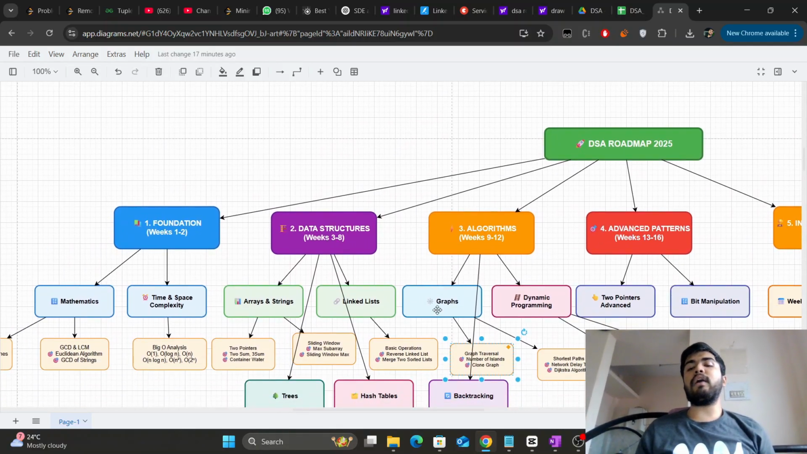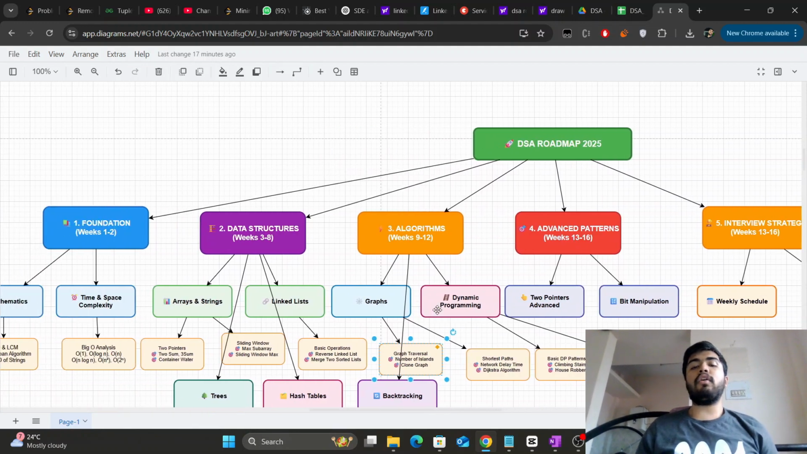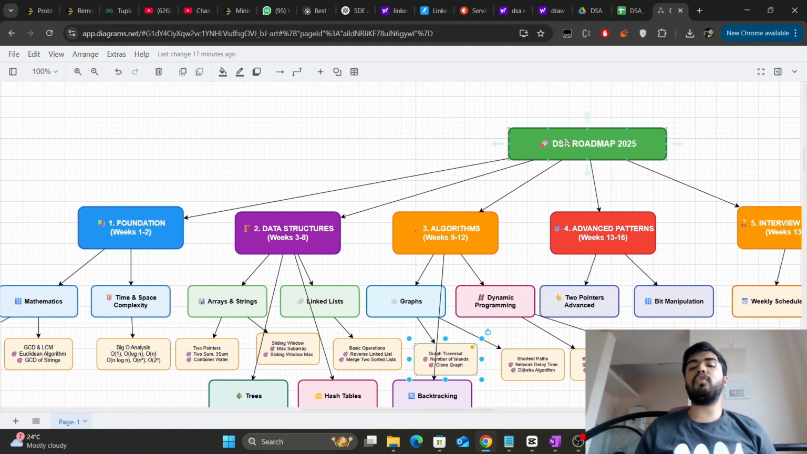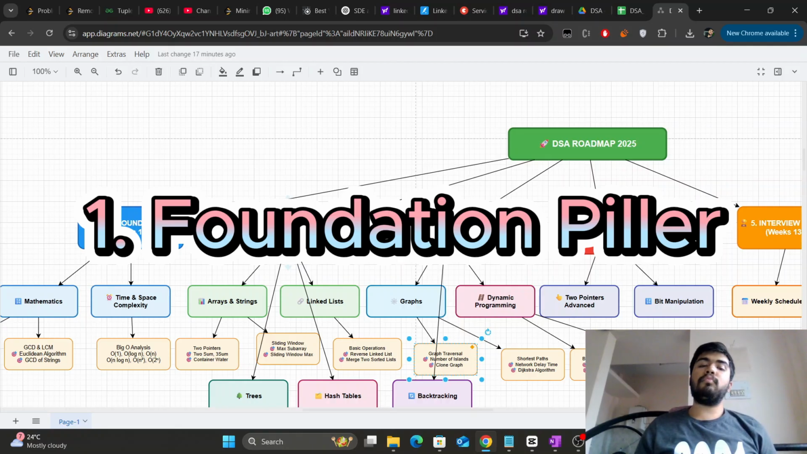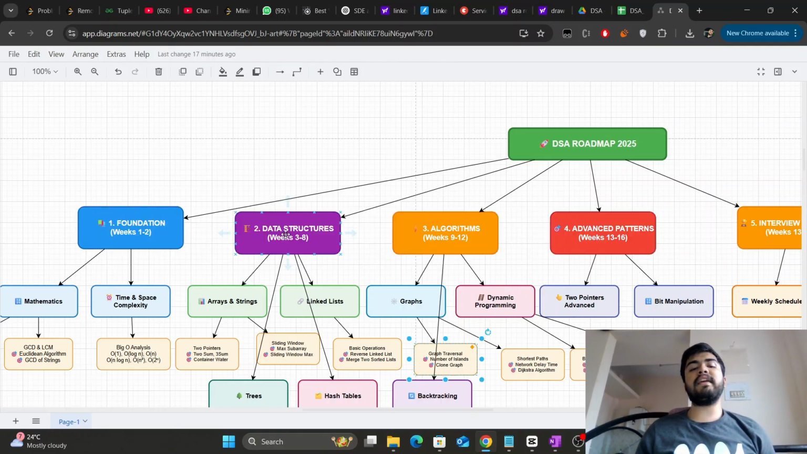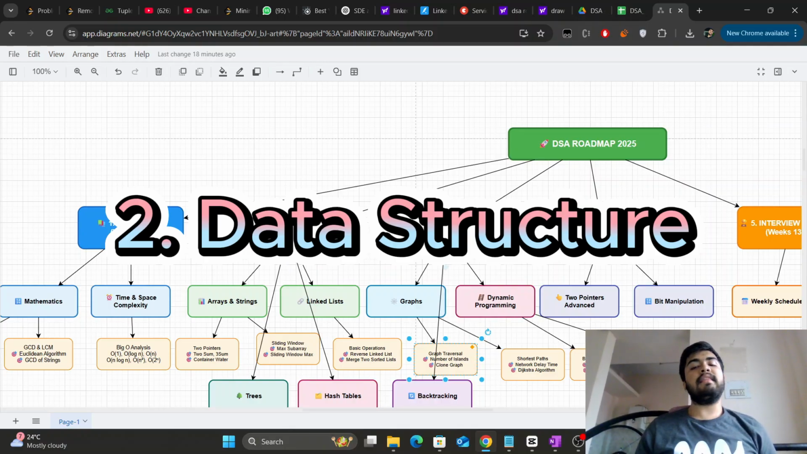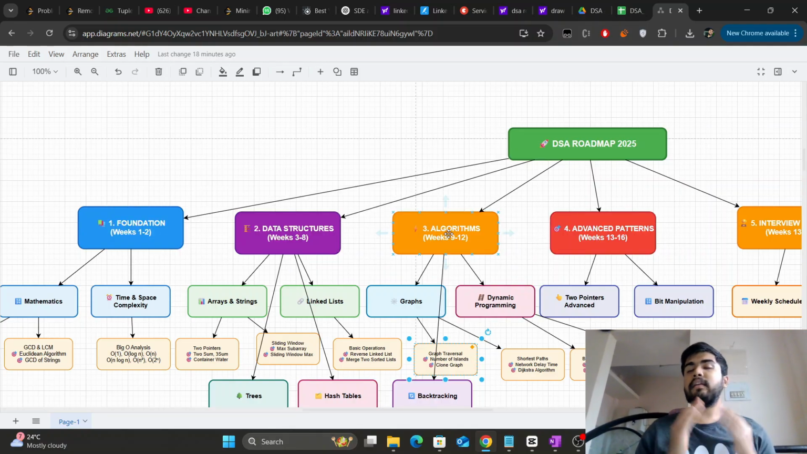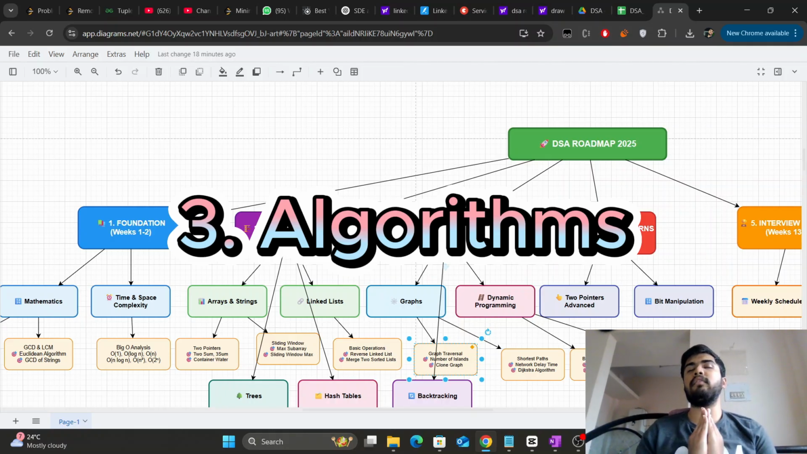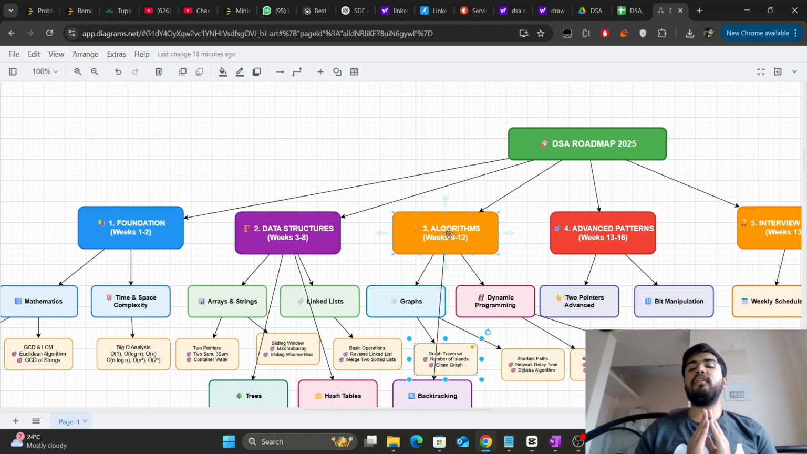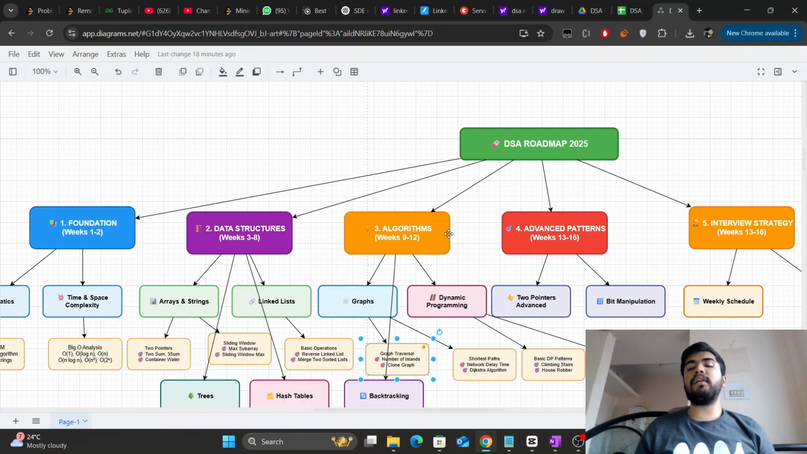Now let's quickly go through the foundations, if anyone is planning to start DSA in 2025, or it's going to be applicable for the upcoming years also. These are, I have to say, the 5 common pillars a DSA roadmap should ideally look like: first we build our foundations, then we build our strength in data structures, and then we do some algorithms, generally the most common algorithms targeted by FAANG-based companies, and after that we will eventually solve some advanced pattern-based problems.